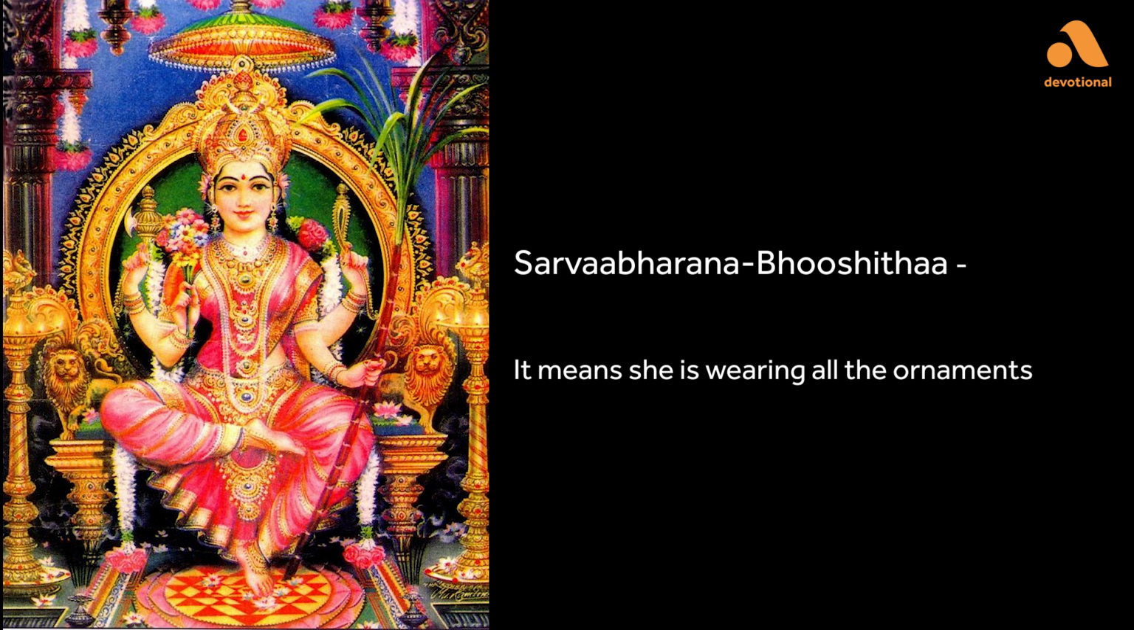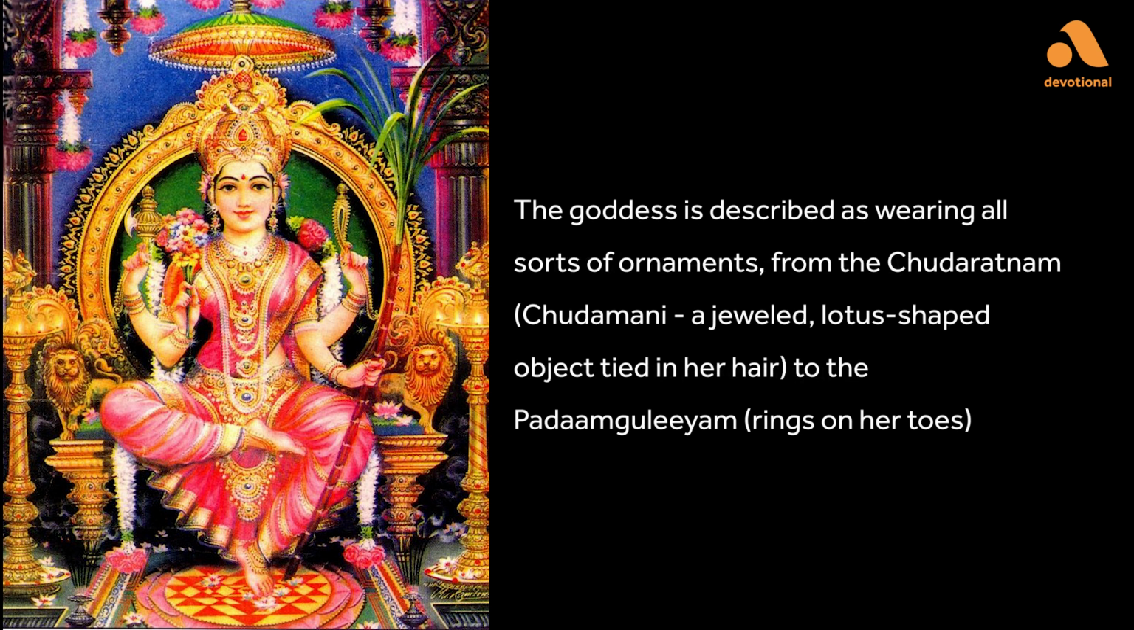Sarvabharana Bhushita. It means she is wearing all the ornaments. The goddess is described as wearing all sorts of ornaments from the Chudaratnam, that is Chudamani, a jeweled lotus-shaped object tied in her hair, to the Padanguliyam, that is rings on her toes.